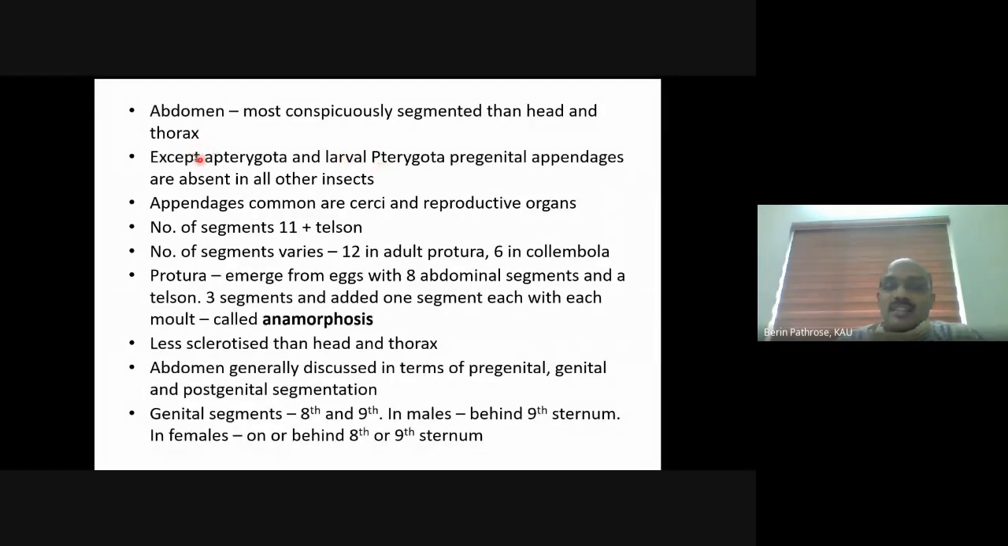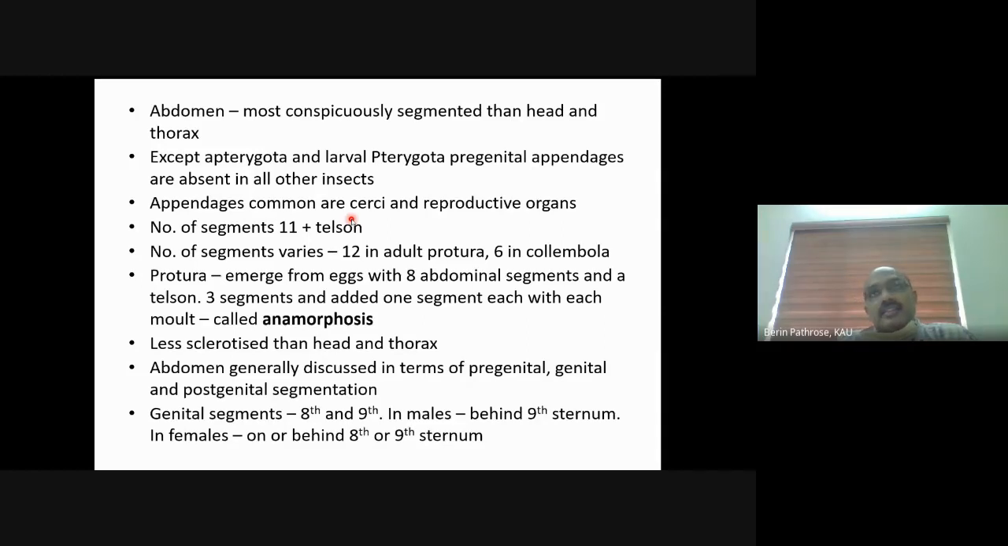But in non-insectan hexapods, we can see abdominal appendages in the pregenital segments also. That we will discuss later. The most common abdominal appendages we see in insects are cerci and the reproductive organs. Reproductive organs are invariably present in all insects, so that is common to all insect groups. Another common abdominal appendage is cerci. We will discuss cerci later.